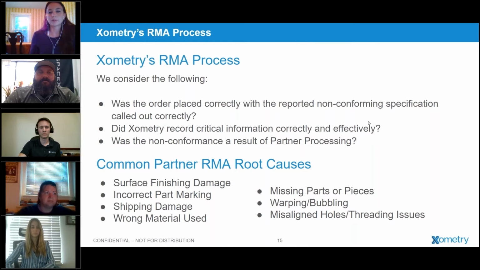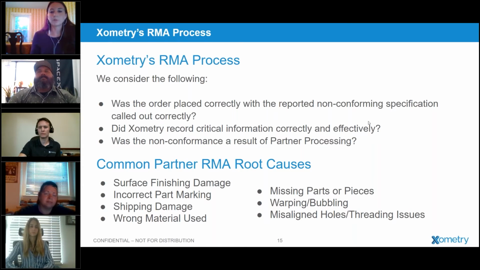So our RMA process, the first thing we look at is the customer's order. We look to see, was the nonconformance called out correctly in their original order? Or if a Xometry representative did the order, did they record all of the information correctly? And if it was determined that all of that was done right, then we will decide if the partner was at fault for the nonconformance.